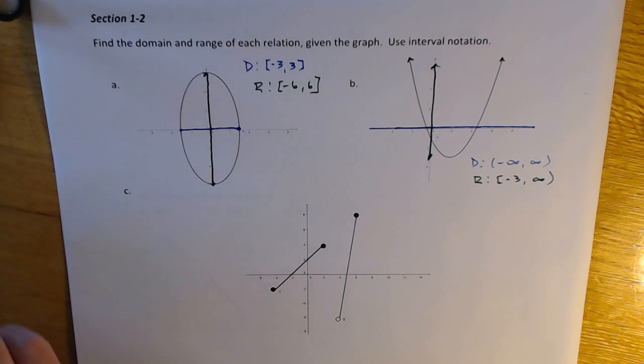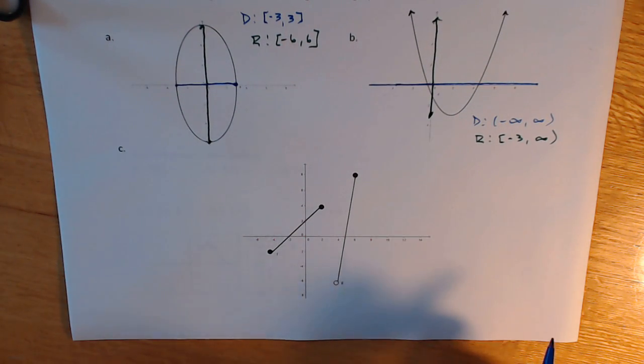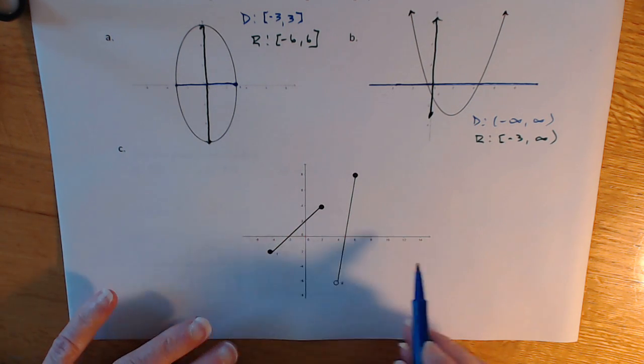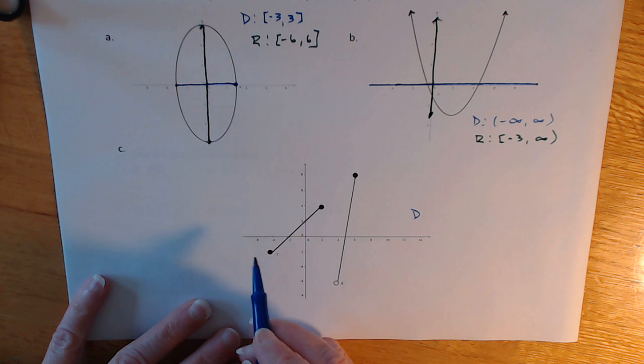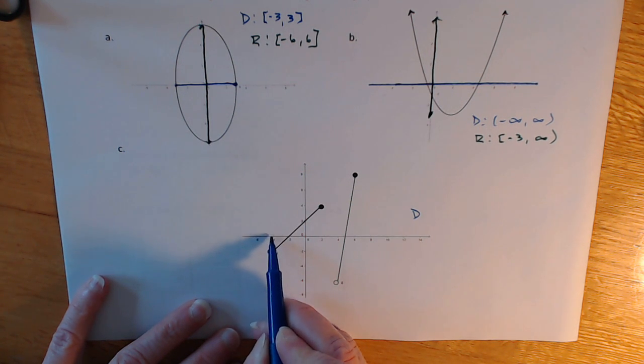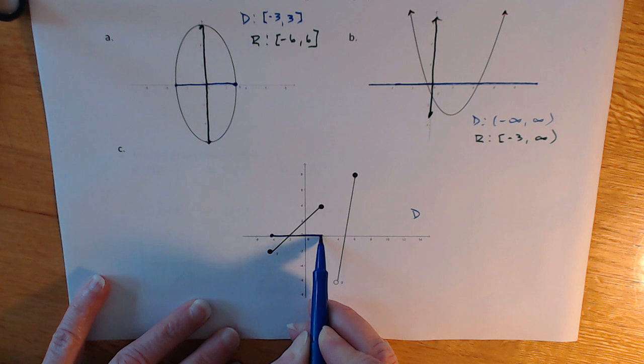And then finally part C, we have a piecewise function. So again, it doesn't really matter where the pieces are or how many. For domain, we look along the x-axis. So there's no points back here. The points start, it's not real clear here, but I think it's supposed to be about -4. So the points start there. There's points until you get to 2, and then it stops.